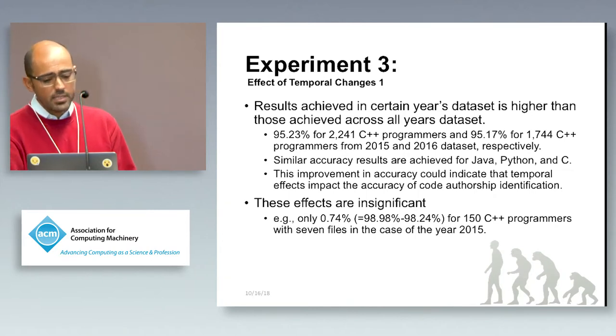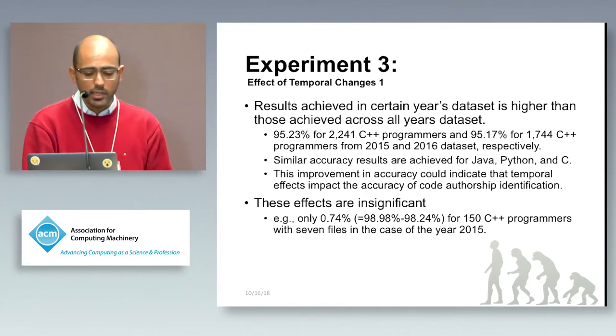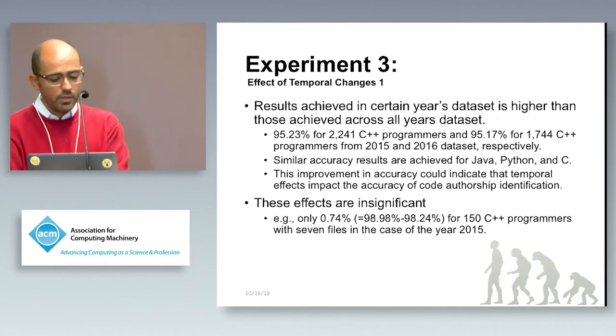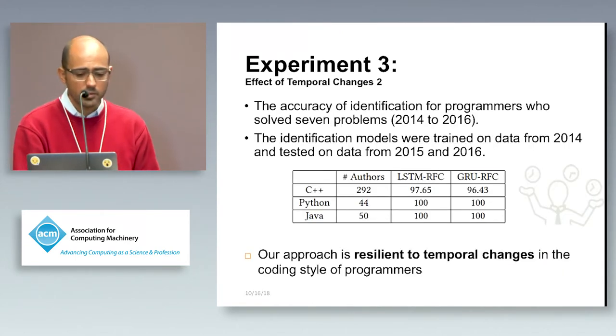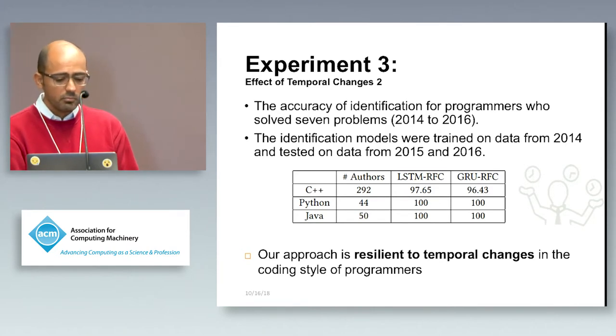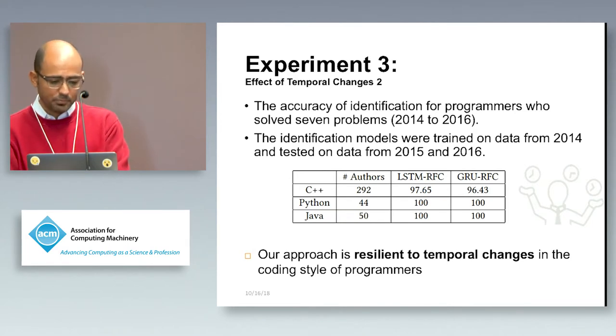The effect is not really significant, but it highlights that there is some change year over year, which led us to do the training on 1 year and testing on another year to see if we can achieve better accuracy. Here are the results: the accuracy of identification for programmers who solve 7 problems. Over time, the identification models were trained on data from 2014 and tested on data from 2015 and 2016. The results shown for C++, Python, and Java show that the approach is resilient to the temporal changes.